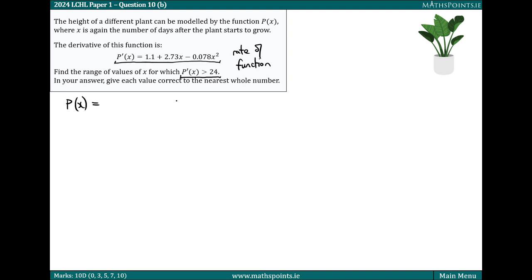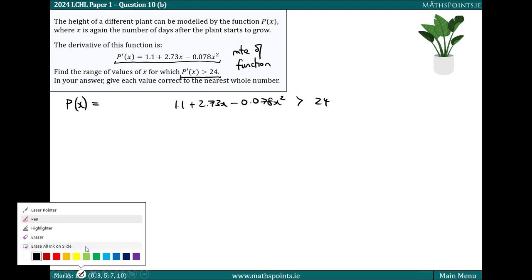And this equation is 1.1 plus 2.73x minus 0.078x squared is greater than 24. Well, this is just called a quadratic inequality. It's a little bit like a quadratic equation, but let me show you how to finish it.